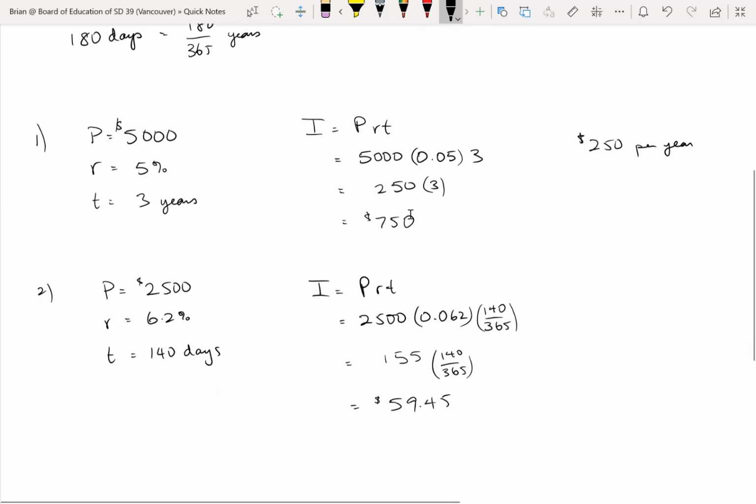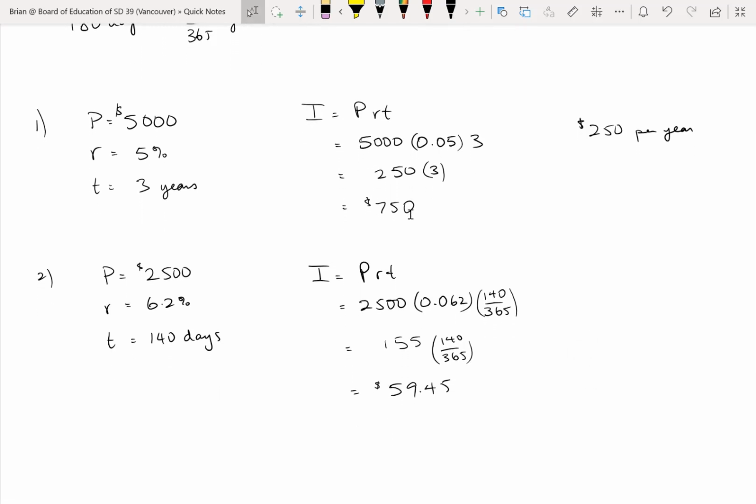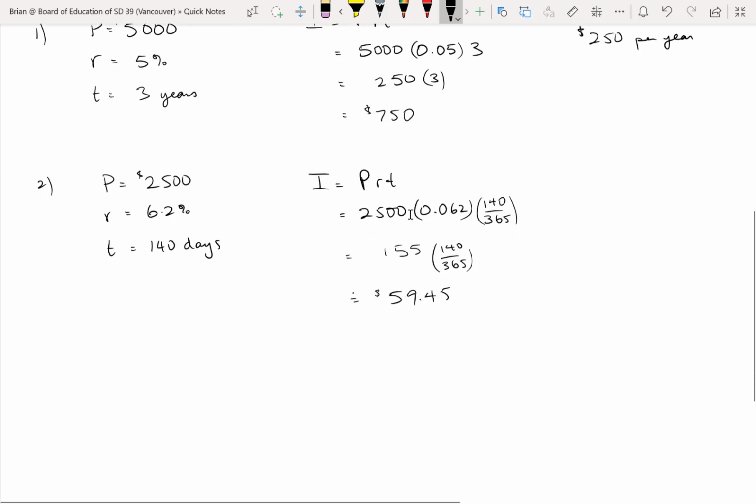So if we're talking about money and you're doing a calculation, you should round that to the nearest penny, but you should indicate that you've rounded it by putting a little dot over the equal sign. So it's approximate, but 59.45. All right, and you can just round that to the nearest penny.